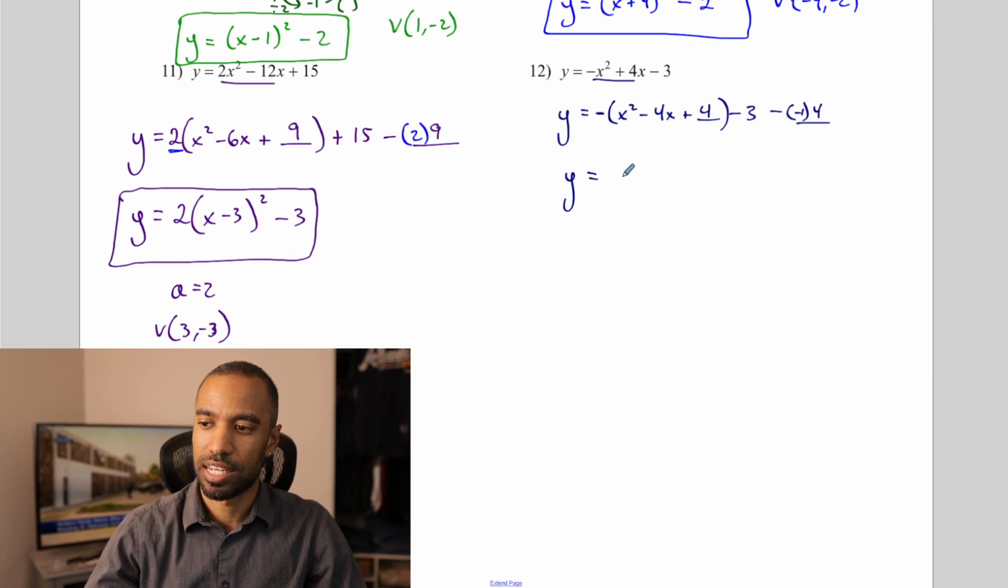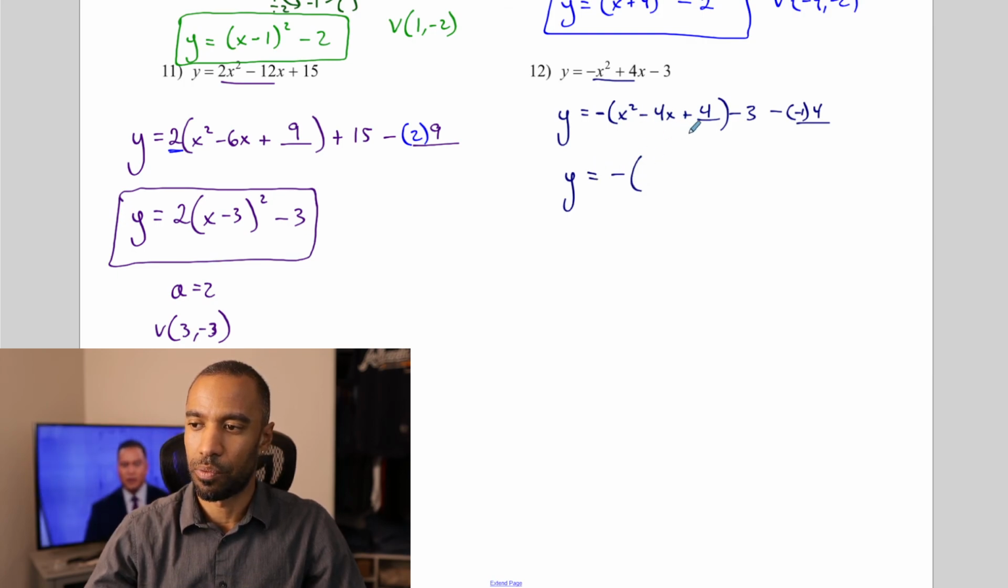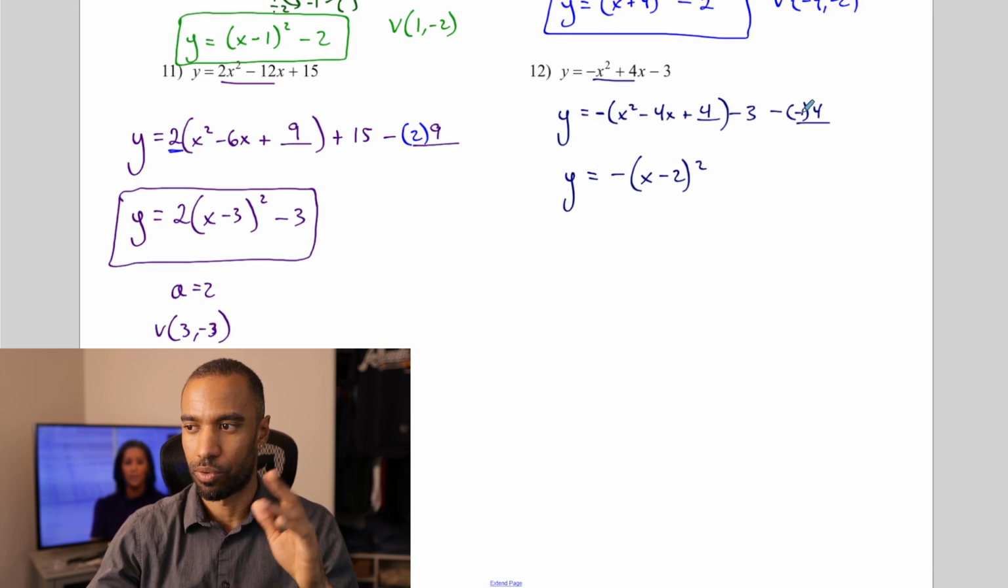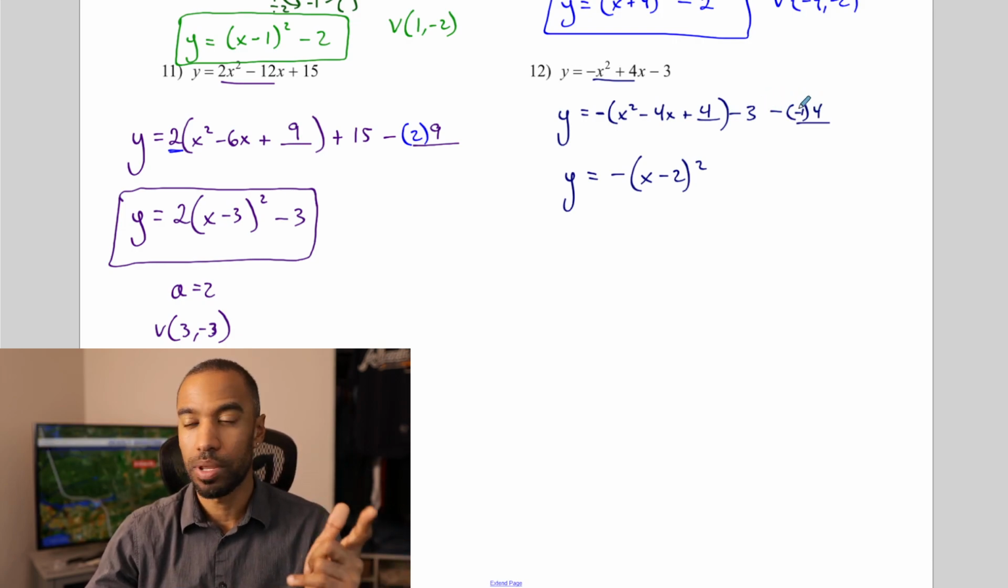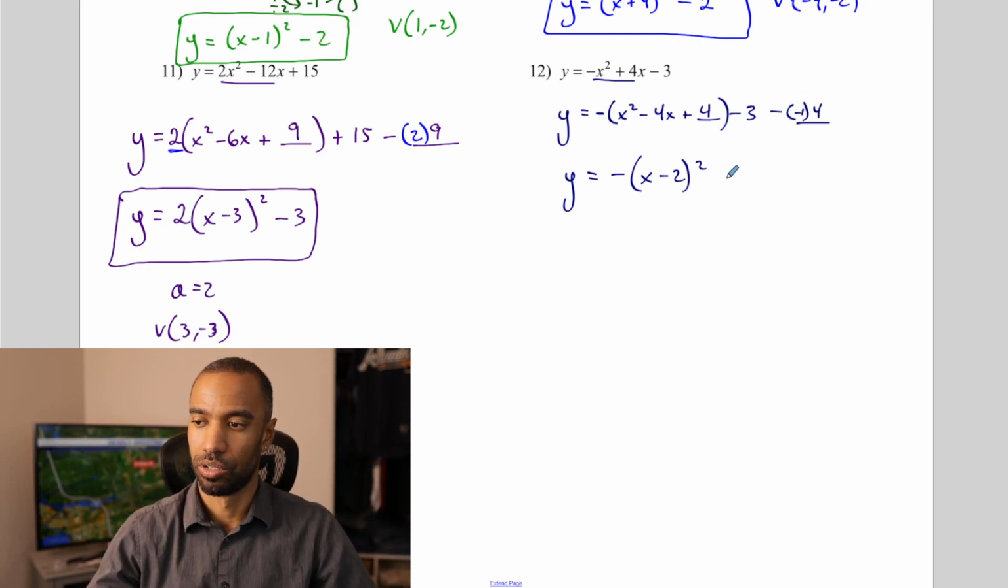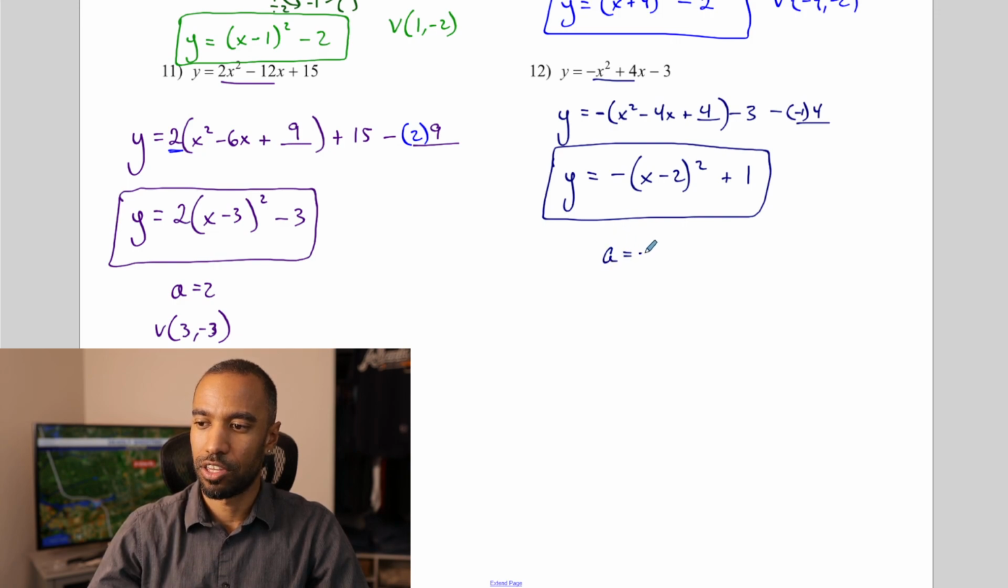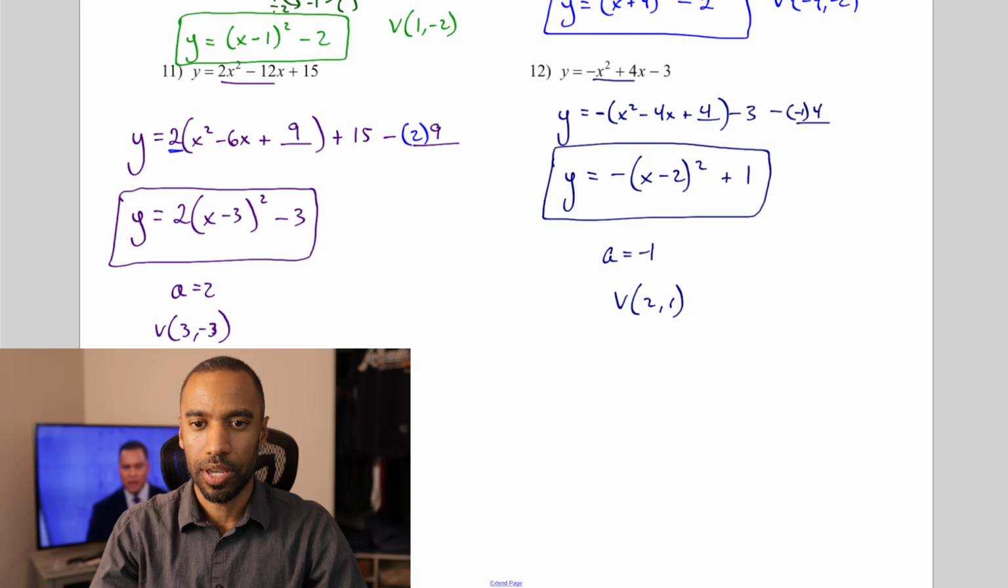So let's factor this thing down. This is negative on the outside, and we have x minus 2 quantity squared minus a negative 1, negative 3 minus a negative 1 times 4. So negative 1 times negative 4 plus, negative 3 plus 4 is 1. So there's that equation, and we will graph it. The a value being negative 1 and the vertex being at 2, 1. So here we go. Last one.